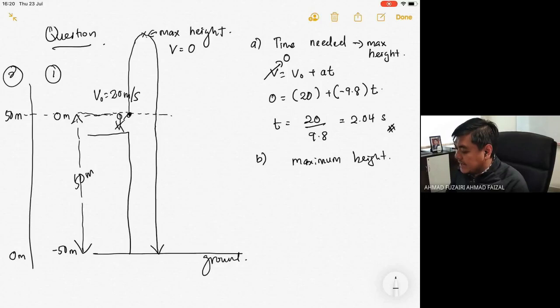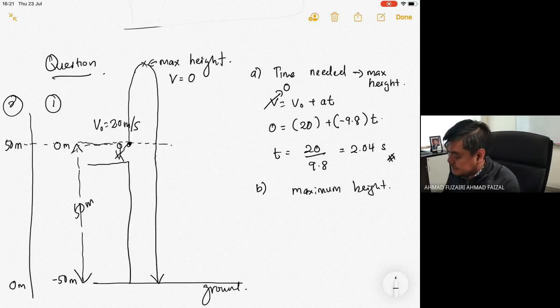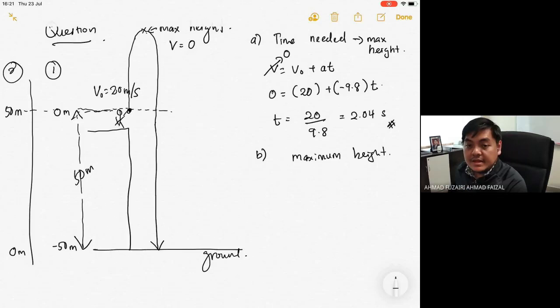So the maximum height means that you want to find the length of the height. So the length is considered as what? From these equations, maybe you can eliminate equation number one because it doesn't involve any length. Length occurs in equation number two and number three. So I'm using equation number three, because equation number three has both time and length.